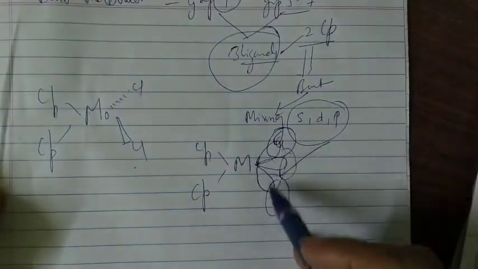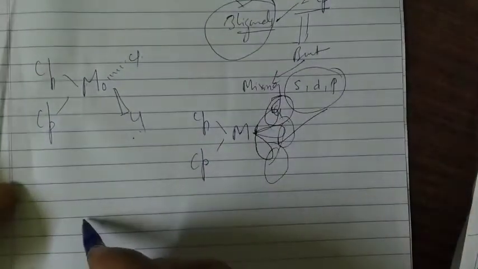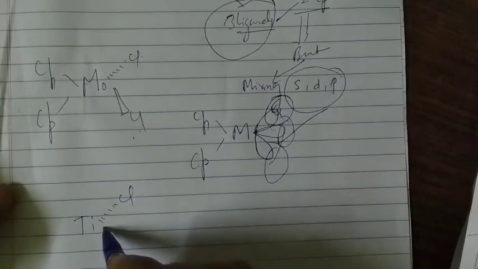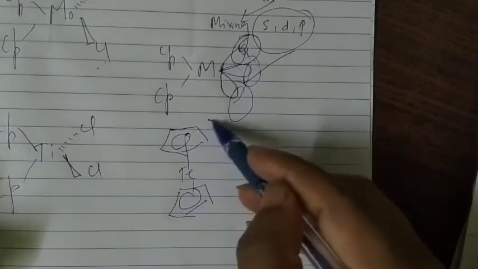These orbitals are helpful for binding of these 2 electrons. Similarly, if you take titanium, same thing: Cl here and Cl here, and one cyclopentadienyl and another cyclopentadienyl, so a bent form like this. But in ferrocene, what we have seen is the straight form. Don't get confused: ferrocene is a metallocene with a straight form, and in some cases you can see a bent form also.